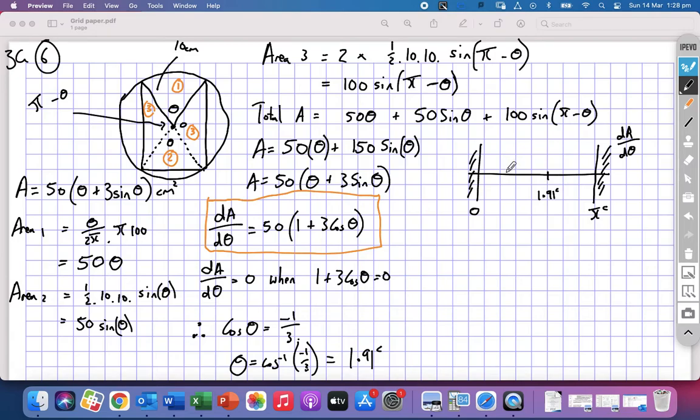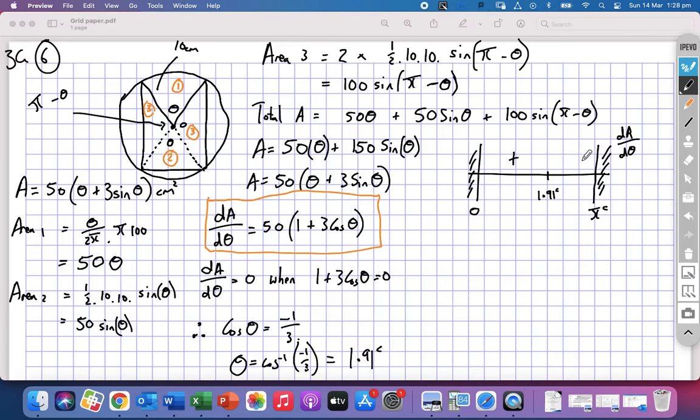Maybe pi on 2. Pi on 2 falls in this region. Okay, so I could have 50 times 1 plus 3 cos of pi on 2. Now, if I make theta pi on 2, the cos is 0. So I get a positive number, right? I really only need to worry about this. Is this positive or negative?